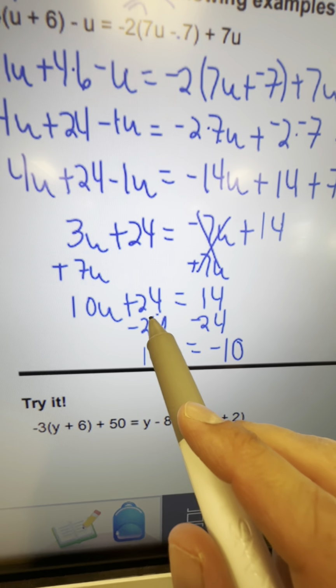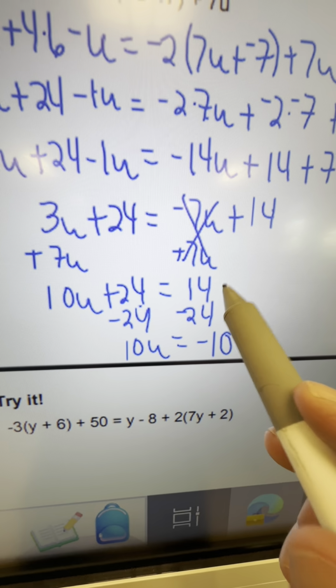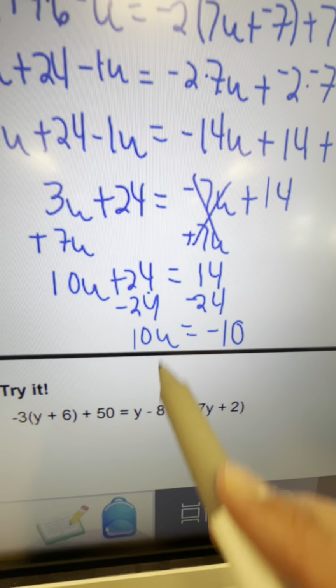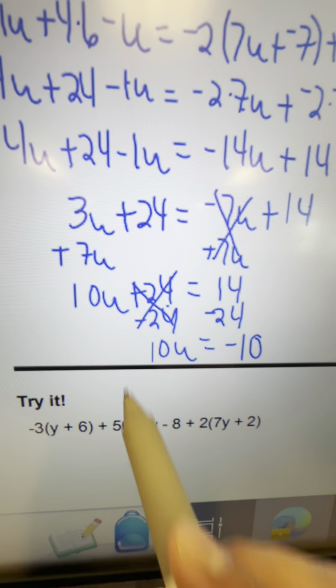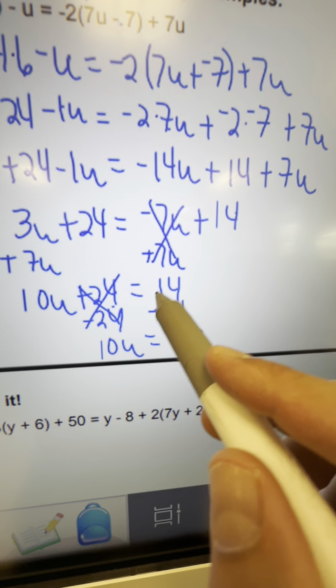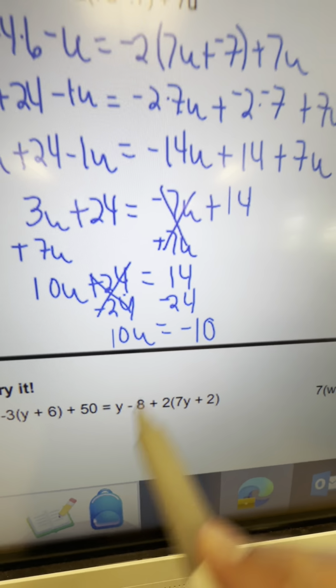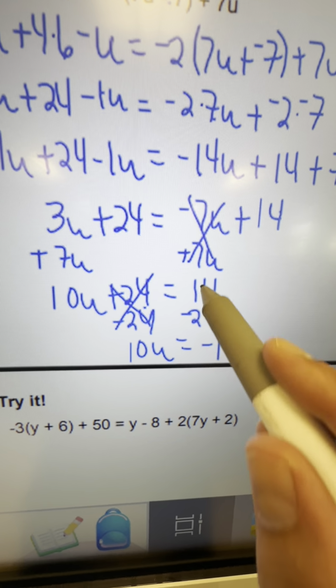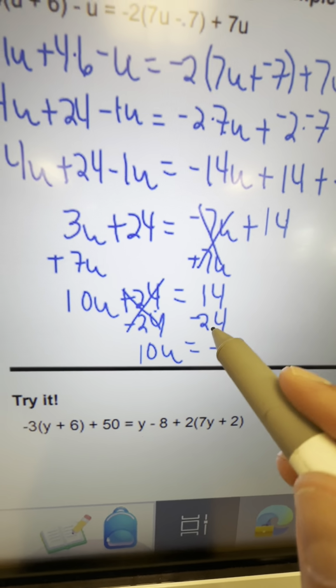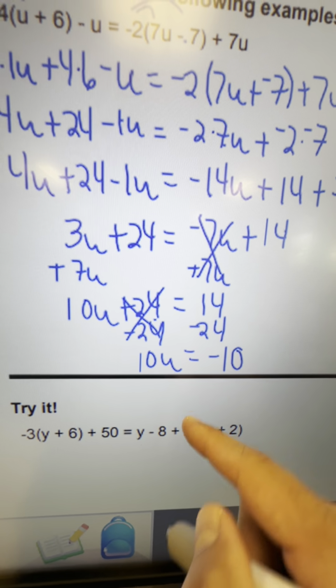You can see here, if I take away 24 on one side, I have to do the same thing on the other side to balance the equation. When I simplify, these are a 0 pair right here. Bring down my 10u. 14 minus 24 is negative 10. So again, I highly stress to pay attention to your signs. If you're using a calculator, especially, type it in correctly as you see it.